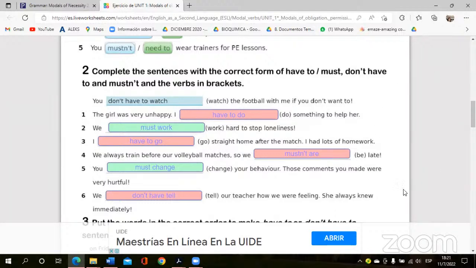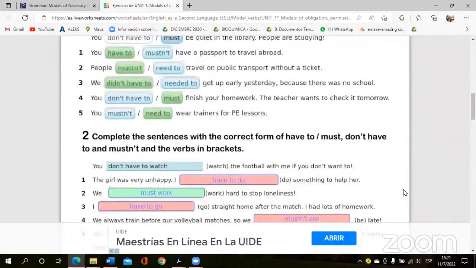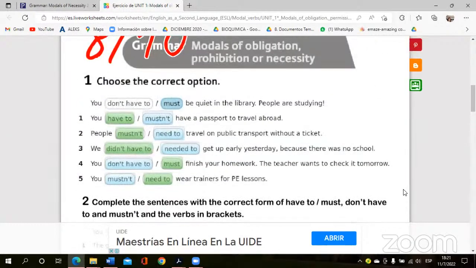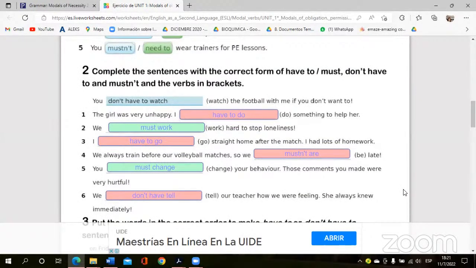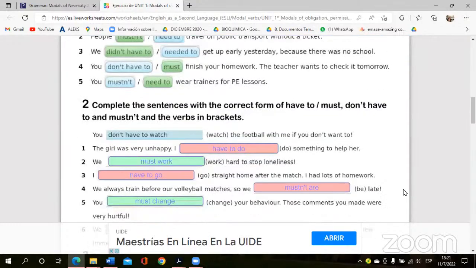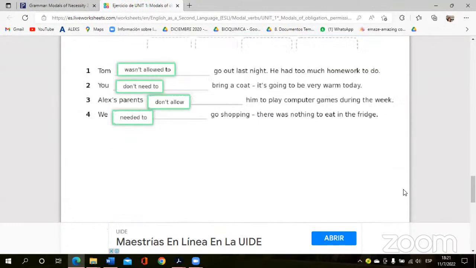She always knew immediately. Yes. In this case, it has to be in simple past also, right? We didn't have to tell, because how we were feeling is in simple past. Okay, but it was great. It was really, really great. So just this part because of the complements in past and present, right?